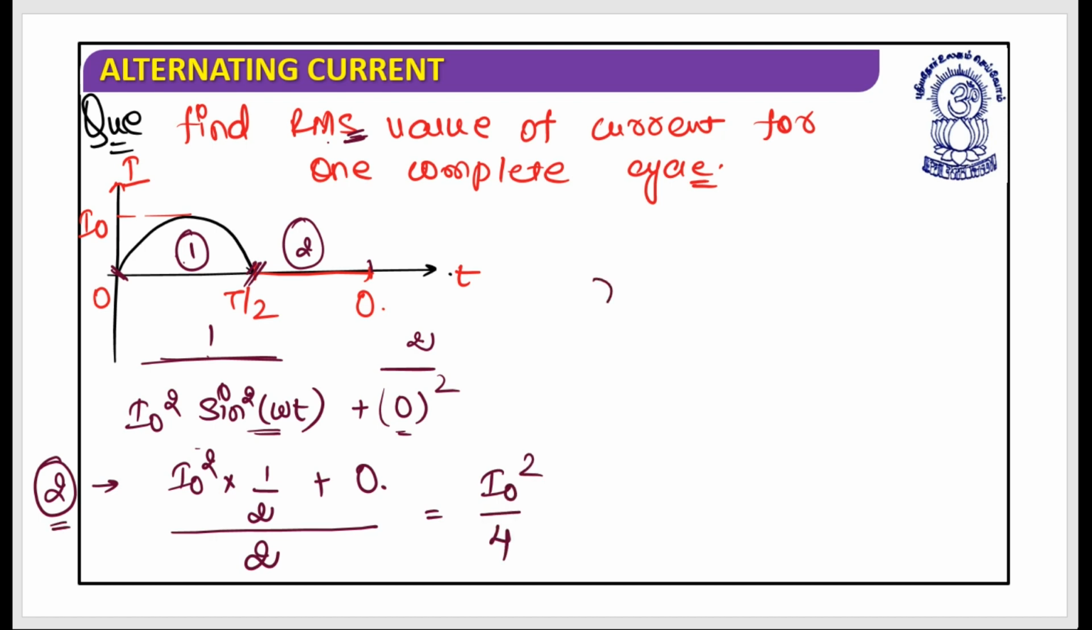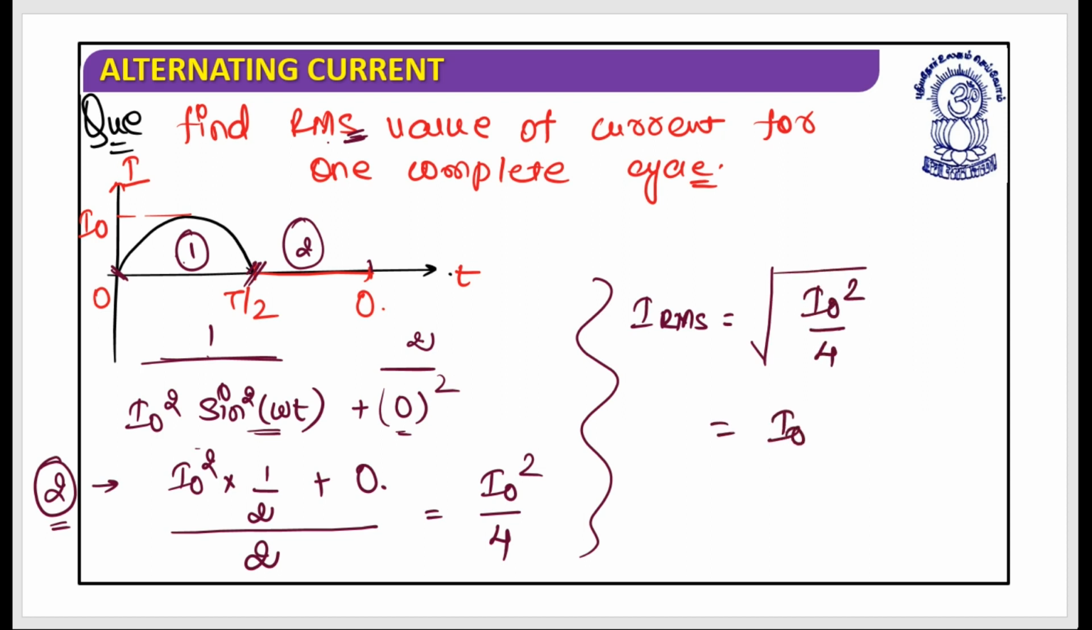It's the mean. Now I need to take a root of this. So IRMS equals root of I naught square by 4, which is I naught by 2 ampere. I hope you got this. Have you? Yes. So what I'm supposed to do is just simple mathematics: first, I equals I naught sine omega t. First you need to square it.